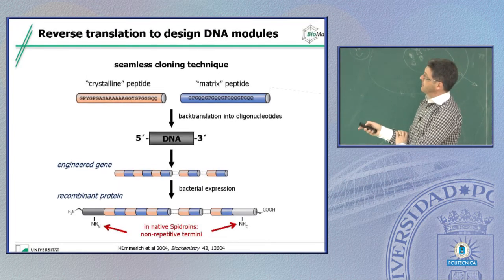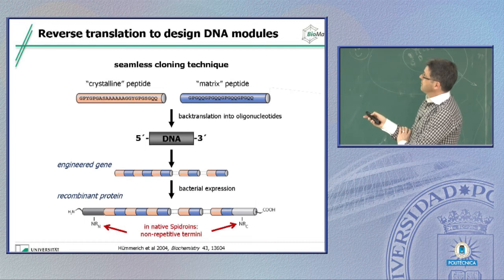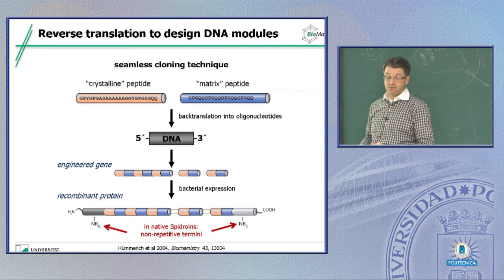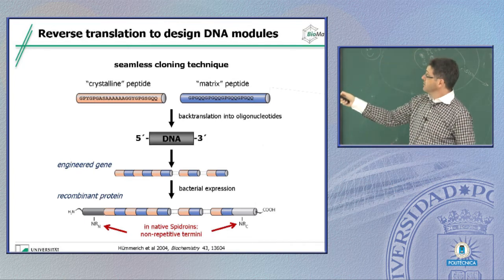So this is actually how this reverse translation works. We get the amino acid sequence. Here's a polyalanine sequence. That would make a crystallite. Here is a typical matrix peptide: glycine, proline, glycine, and then two glutamines. And you see that is going on and on, GPGQQ, GPGQQ, four times. This is a typical matrix peptide. This will not make structure. This is amorphous. This is a flexible, elastic structure.